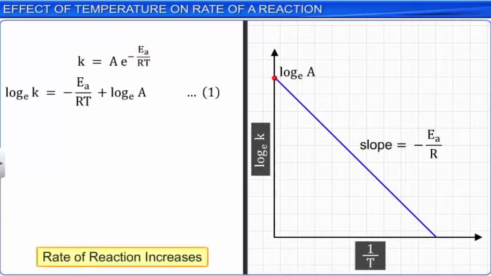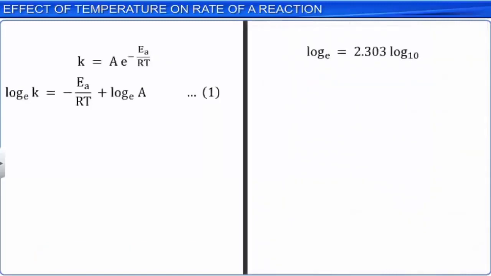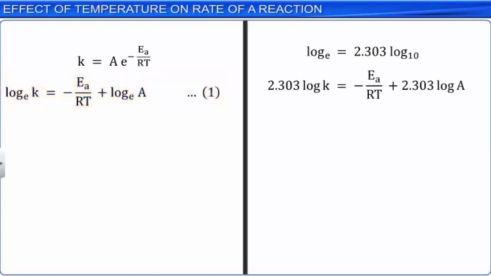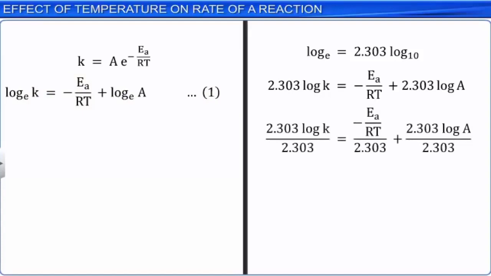As log to the base e is equal to 2.303 log to the base 10, equation 1 can also be written as 2.303 multiplied by log K equals minus Ea by RT plus 2.303 log A. On dividing this equation by 2.303 on both sides, we get log K equals minus Ea divided by 2.303 RT plus log A. Let this be equation 2.